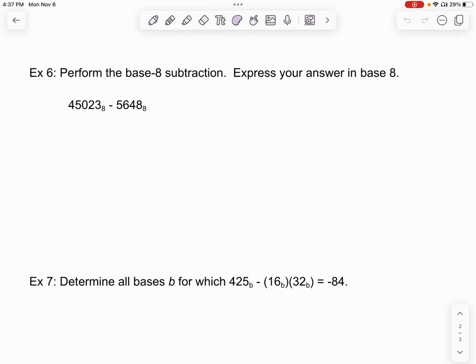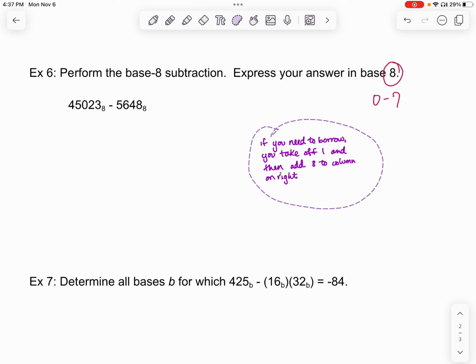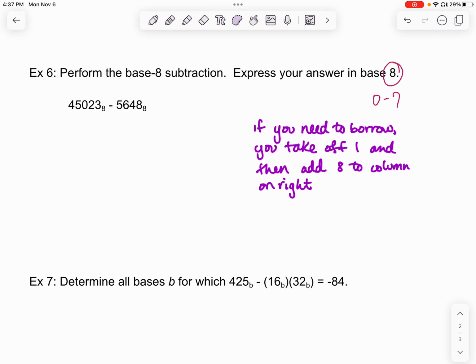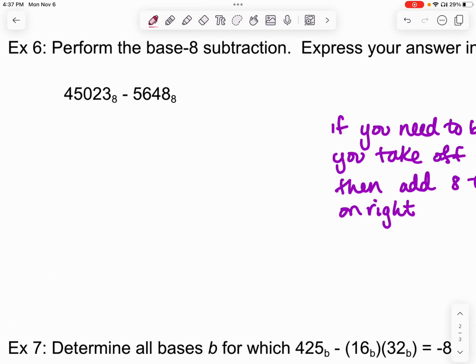Now we're going to take a look at how to do subtraction. So remember, we're dealing in base 8, and because we're dealing in base 8, that means we are only allowed to have numbers 0 through 7. Now, whenever I have to do any subtraction, I need to remember that if I borrow, I take 1 off of that column, and then I add 8 to the digit on the right. So let's go ahead and get started.